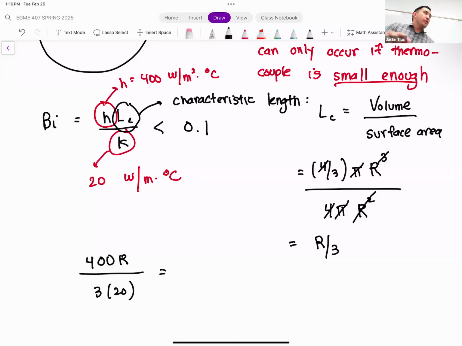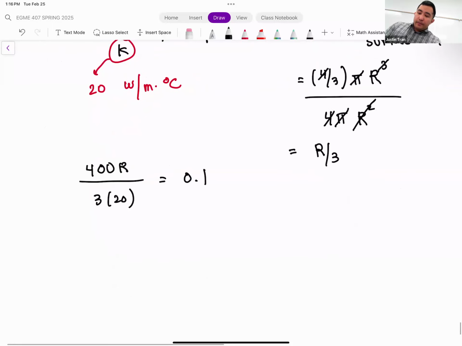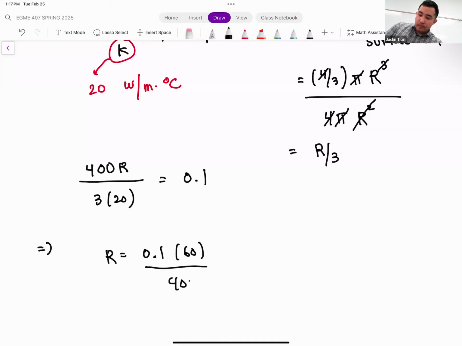The Biot criteria is an inequality criteria, but if you want to find the maximum radius that we can have, we can set it equal to 0.1. Basically anything smaller than the radius that we solve for is going to be good. So if we solve for r here, we just rearrange some of the terms. We have r is equal to 0.1 times 60 divided by 400.